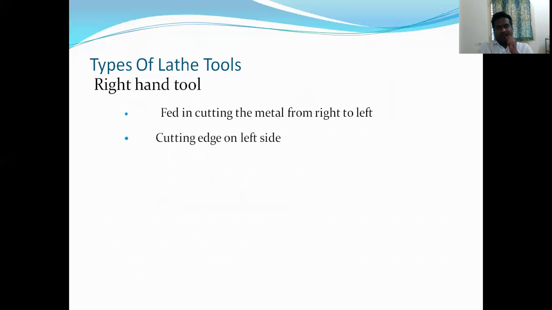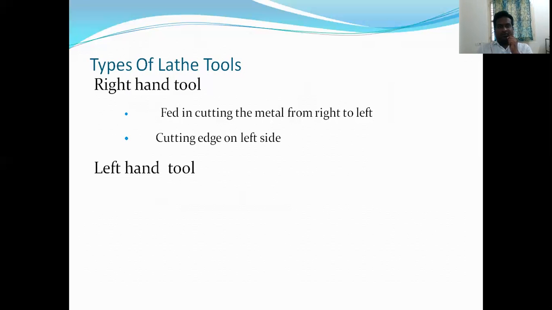Types of lathe tools: we have already discussed the right hand tool. Here the cutting edge cuts the metal from right to left, and the cutting edge is on the left side. For the right hand tool, the cutting edge is on the left hand side.